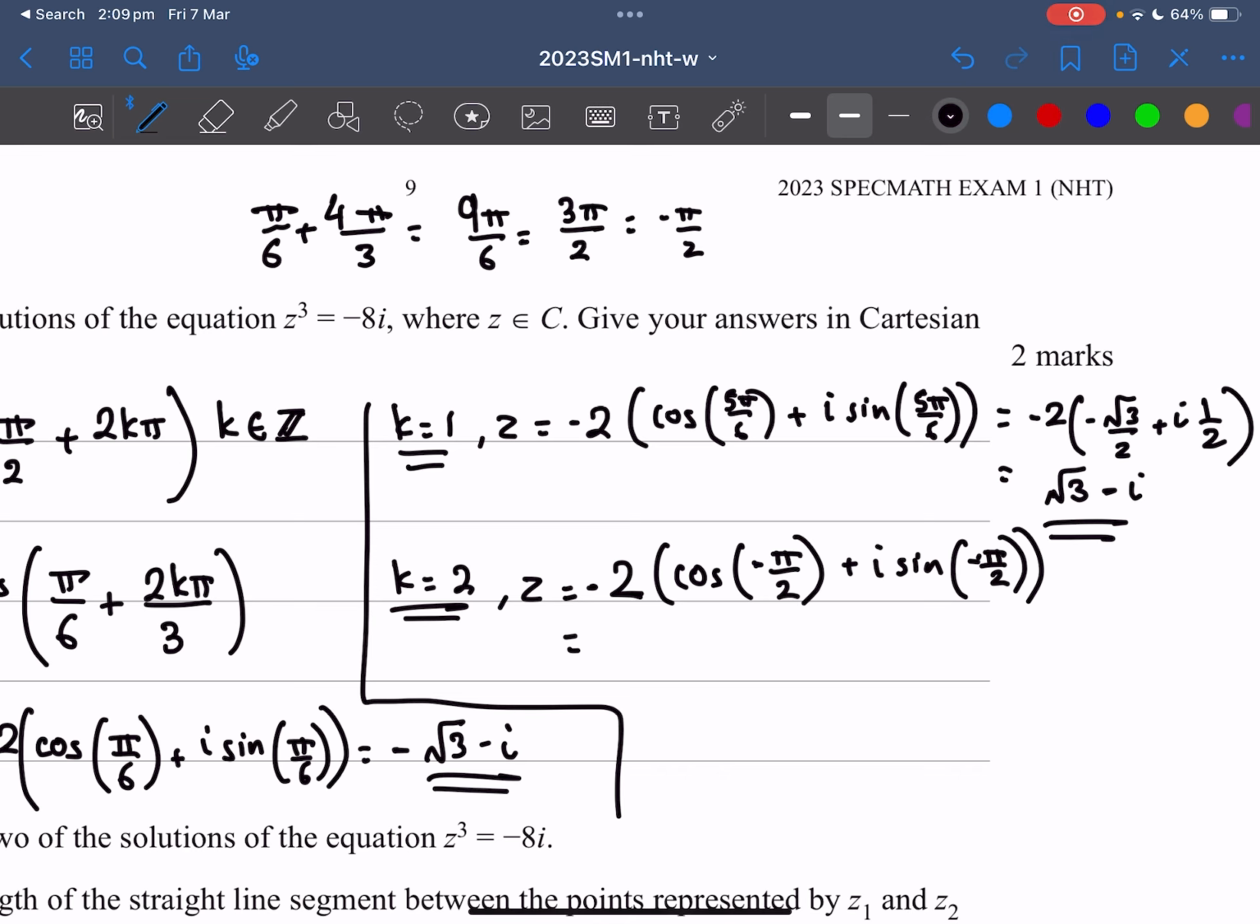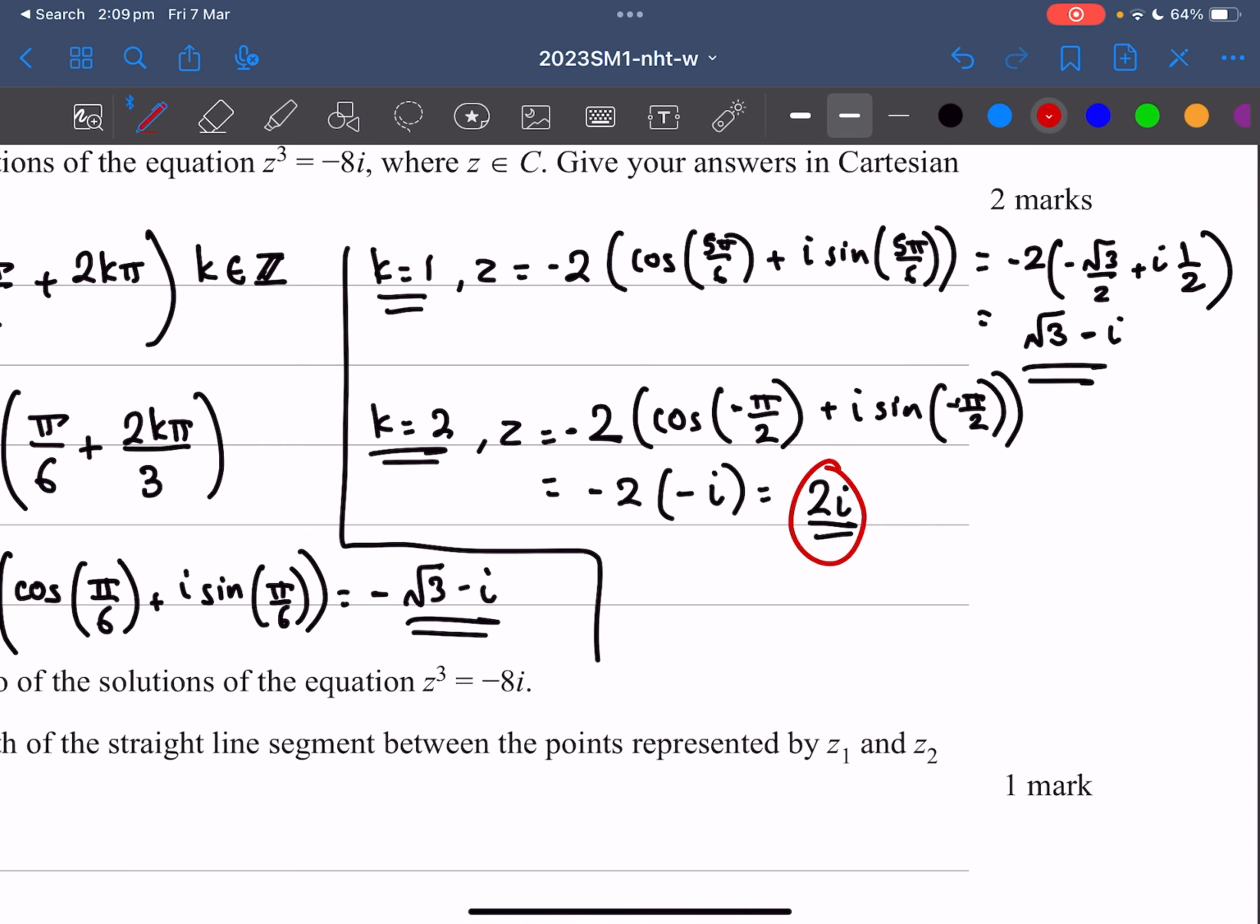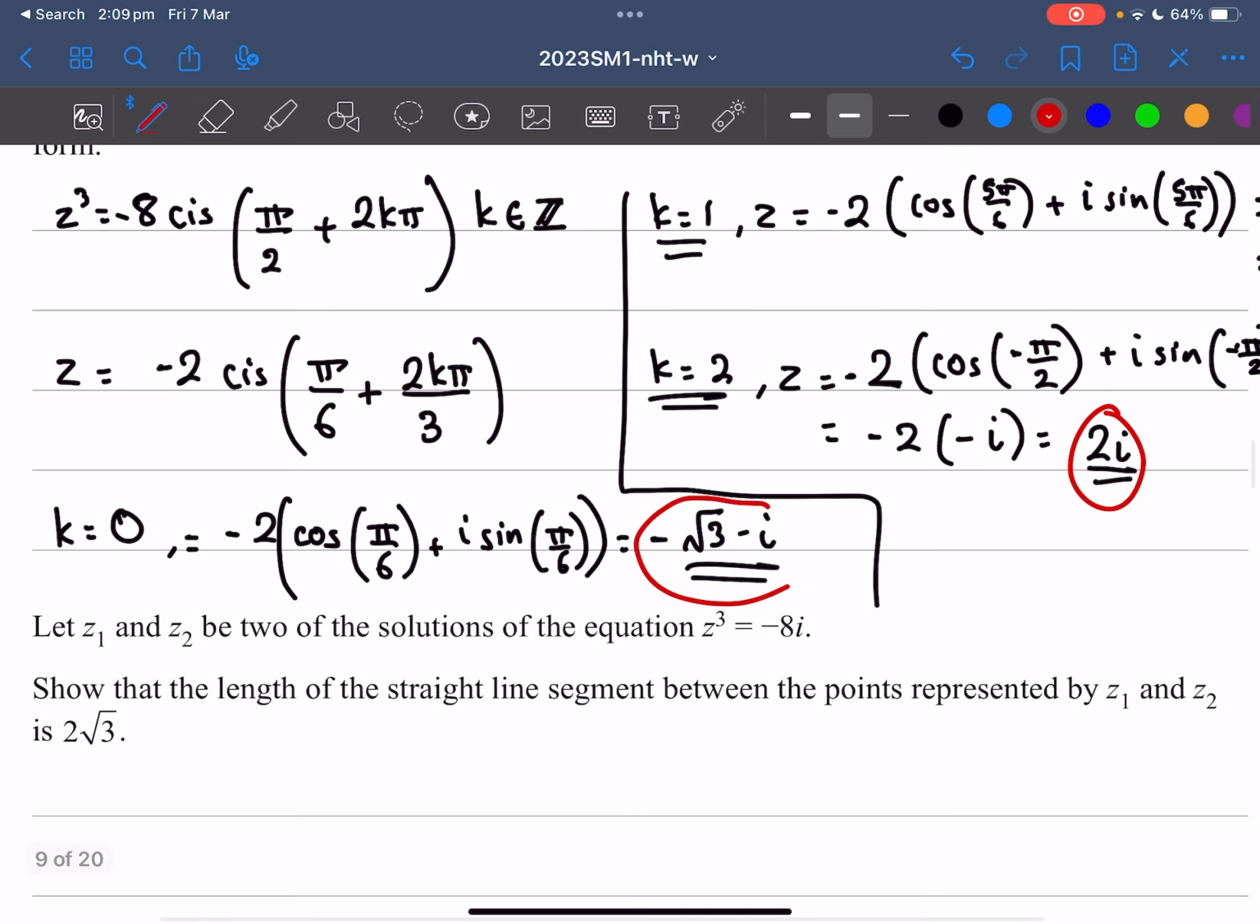So cosine of minus pi on 2 would just equal 0. So this would result in 2 of, what is it? Sine of minus pi on 2 would be minus 1. So minus i, basically. So that is going to be 2i. So our three solutions are going to be number 1, number 2, and number 3. Okay?